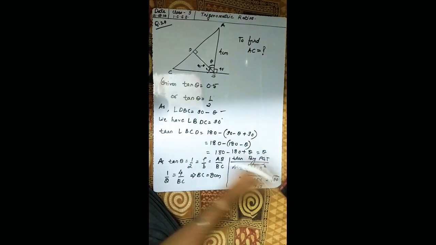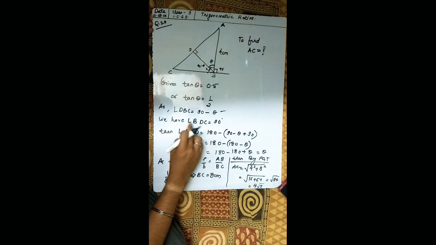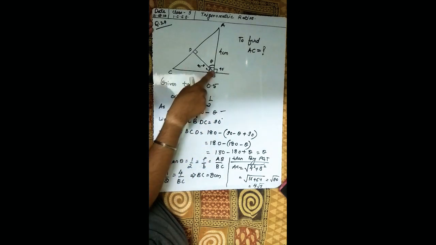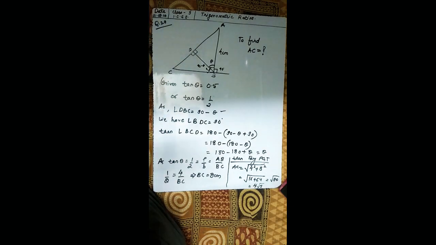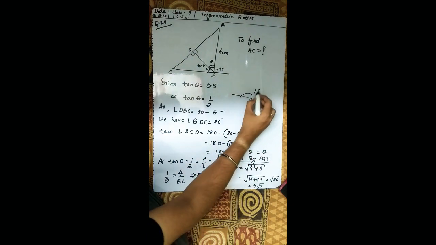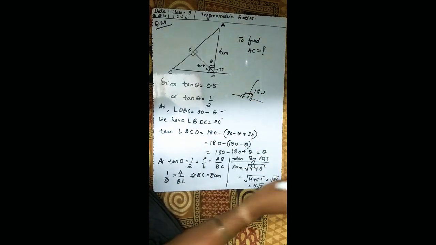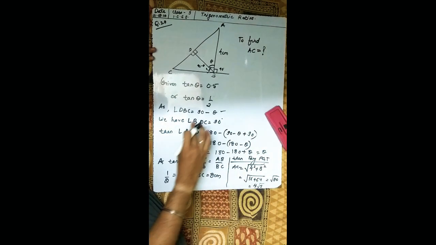Then we have angle BDC. BDC is equal to 90. How? If this is 90, then by the linear pair, this will also be 90, because the whole is 180. If this is 90, then this will also be 90. So this is 90 degrees.